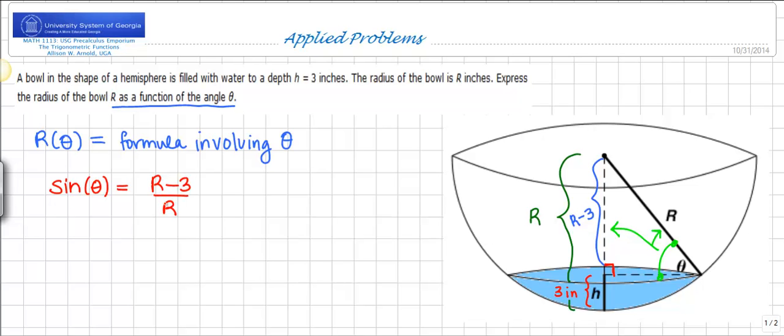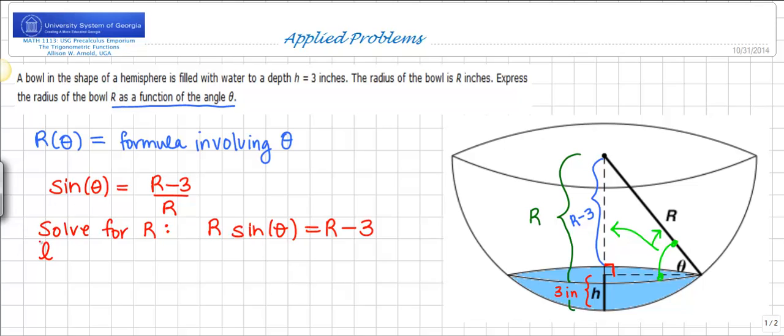But remember, you want R in terms of theta, so you want to solve for R. This just takes a little bit of patience. But let's go back to the basic premise here. If you have a right triangle and at least one side and an angle, you can solve the triangle. And here you had a similar situation. You had an angle and 2 sides to solve the triangle. So if I multiply both sides by R, I get R sine of theta equals R minus 3.